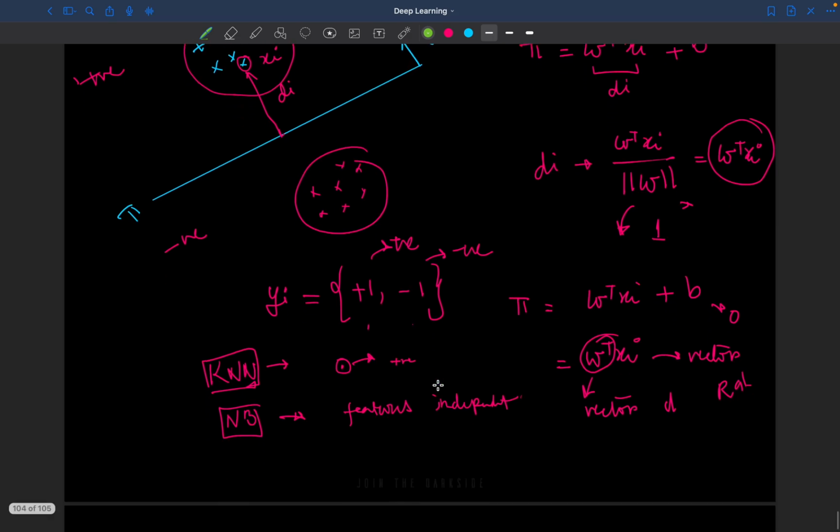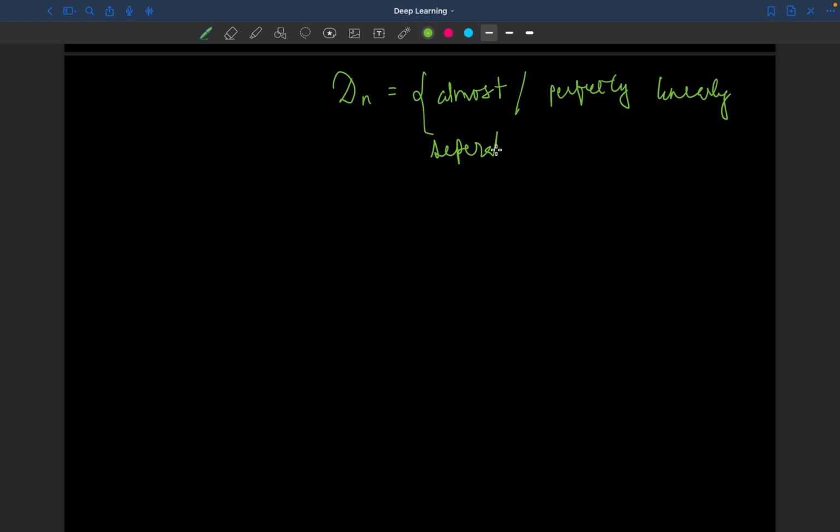So what do we do in logistic regression? In logistic regression, we assume that our data set, Dn, is almost or perfectly linearly separable. If this doesn't happen, we cannot separate it using a line or a plane. Hence, we have to assume that our data set is either perfectly linearly separable, it's a tongue twister, you know, perfectly linearly separable or almost linearly separable.